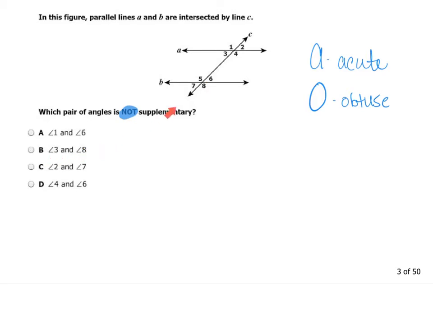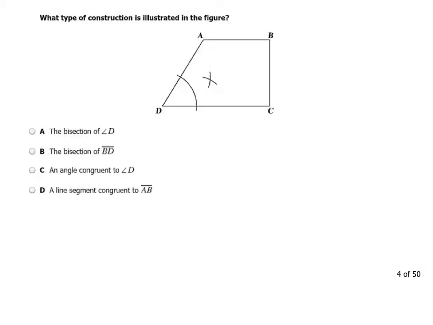That's not the answer. 3 acute, 8 obtuse, that's not it. 2 acute, 7 acute, so they are not supplementary. If we check the last one, 4 and 6, obtuse and acute, they are supplementary, so which one is not? And that would definitely be 2 and 7.